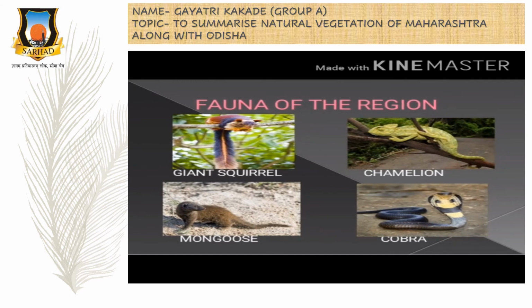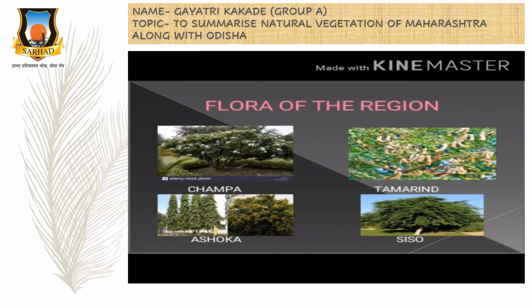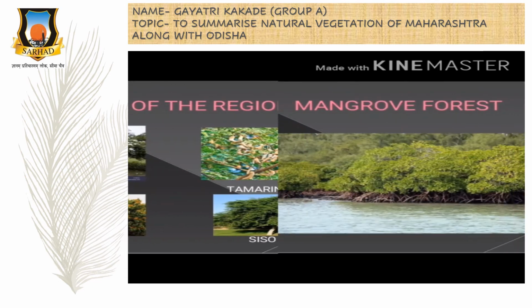Fauna of the region: the giant squirrel, the mongoose, chameleon, and the cobra. Flora of the region: champa, ashoka, tamarind, and sisoo.